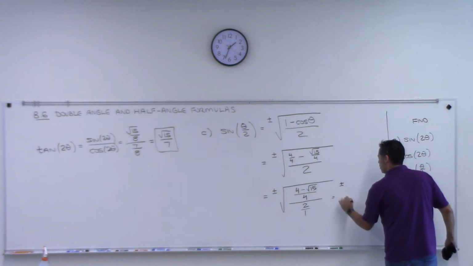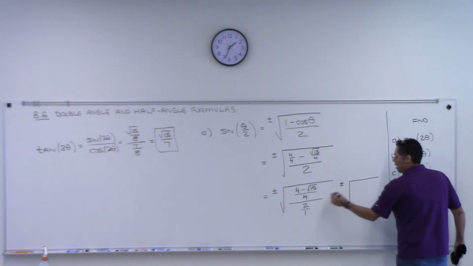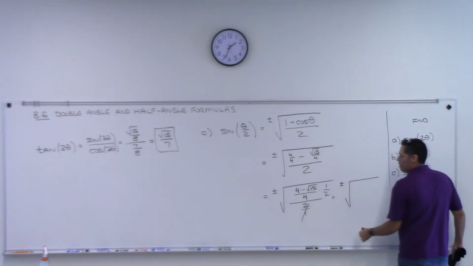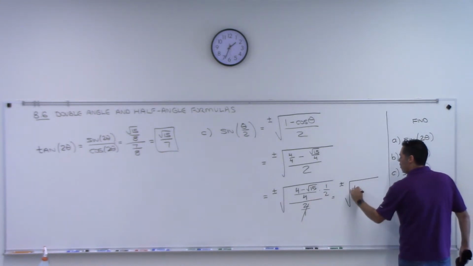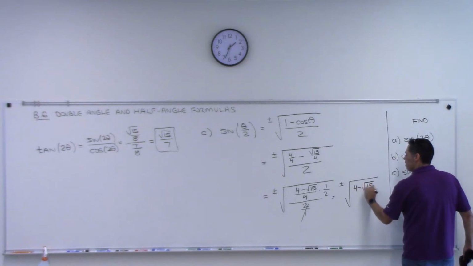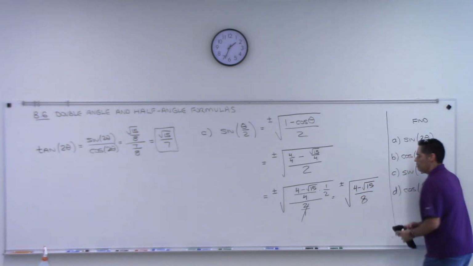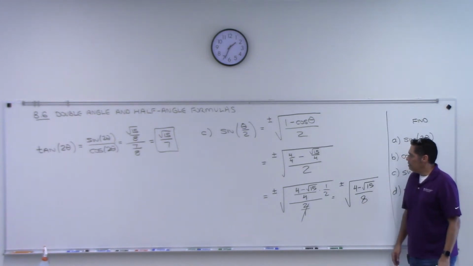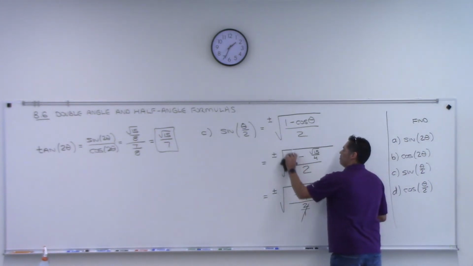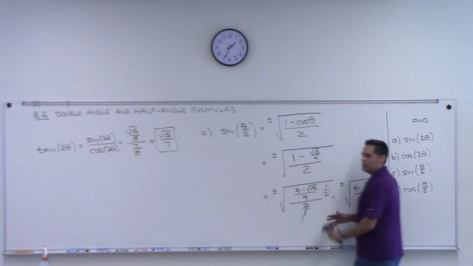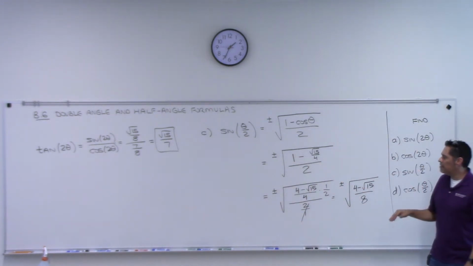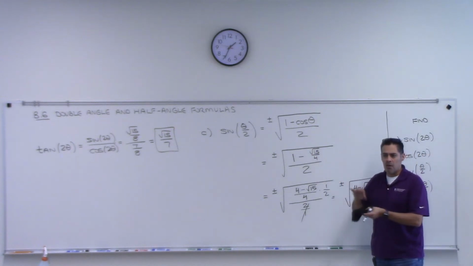Plus or minus square root of, when I keep dot flip, it becomes 1 on top and a 2 on the bottom. And then 4 minus root 15 all over 8. Okay, I'm just going to leave it like that. All right, again, on the test, that's okay with me, all right? Because ultimately, if we needed this number, we would just plug this into our calculator and figure out what it is.